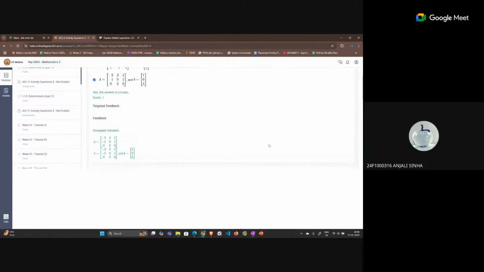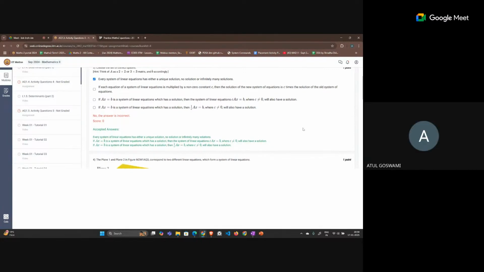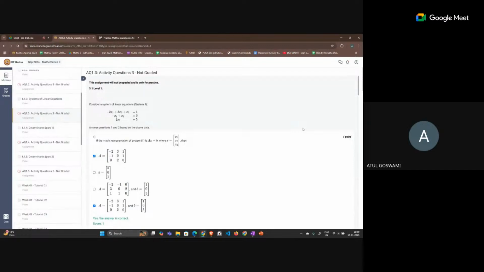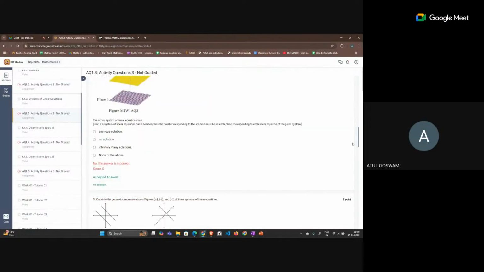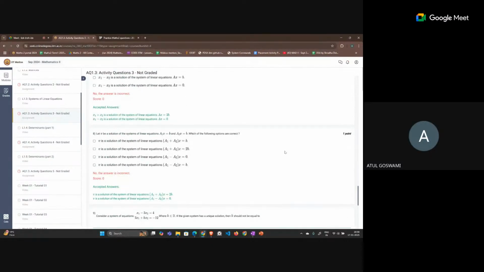Question number 8, sir, in this activity. V is the solution of the system of linear equations Ax1 equals b and Ax2 equals b. Which of the following are correct? Okay, so let me take the screenshot.